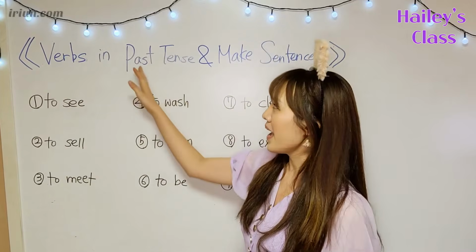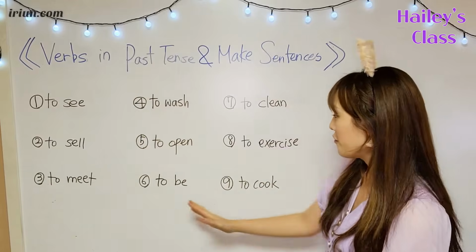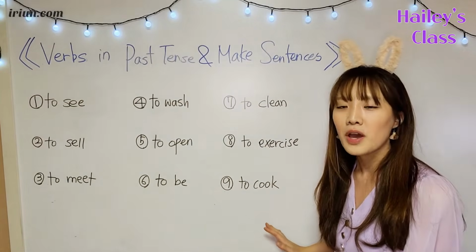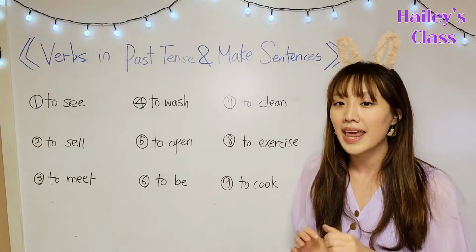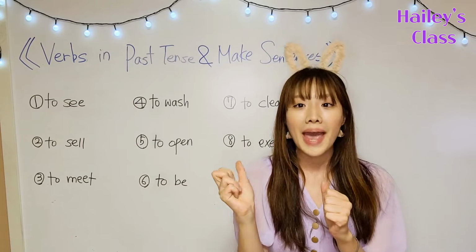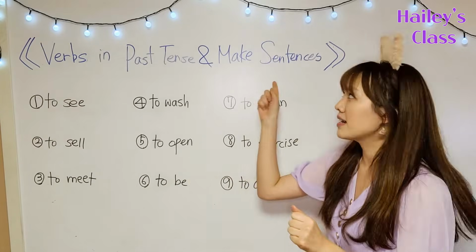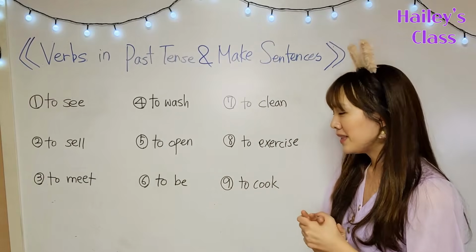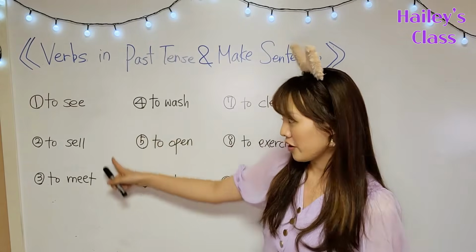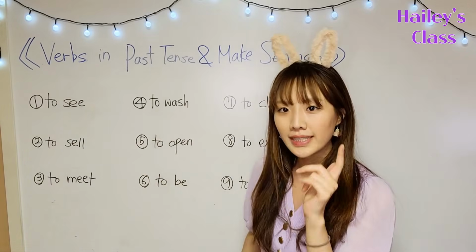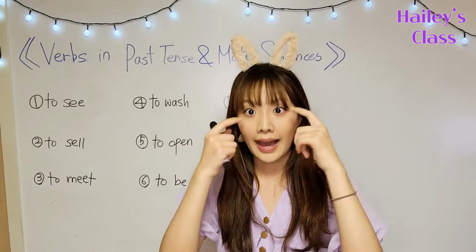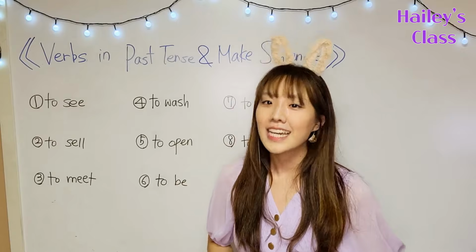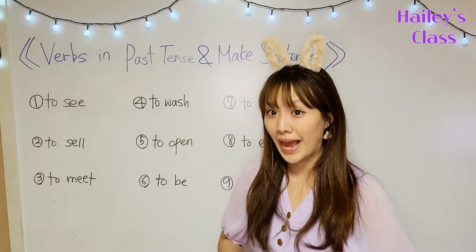So, verbs in past tense first. We have 9 verbs. We're going to learn 9 verbs and then we're going to change them to the past tense and then make sentences, okay? Got it? Good. So let's see the first 3 first, okay? To see. Ooh, I see you. See in Korean is 보다.